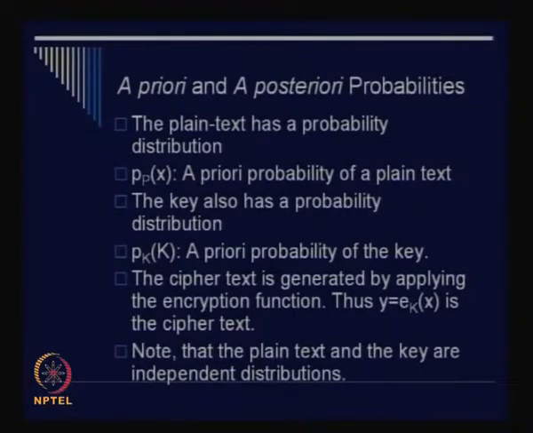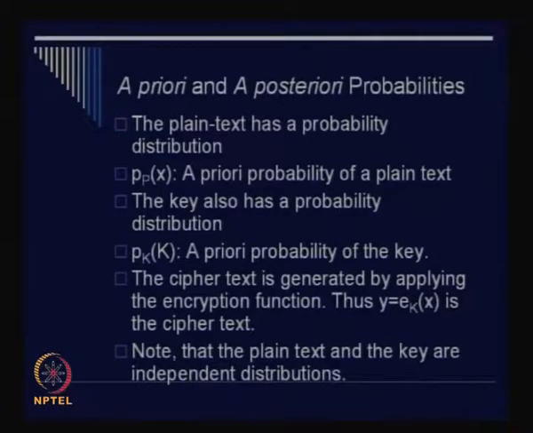Therefore we will use certain terms in probability. I call them a priori probability and a posteriori probability. The idea is as follows. Whatever encryption you consider, it's basically a function from the domain of plain text to ciphertext. As we have seen in our old classical ciphers, they considered, for example, just the alphabets making up the plain text, right?